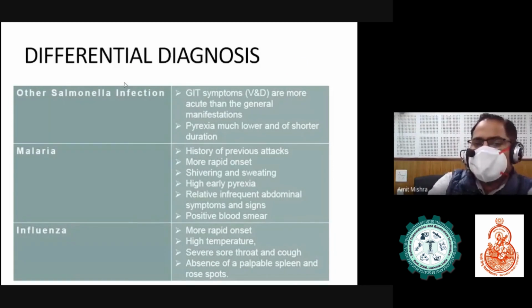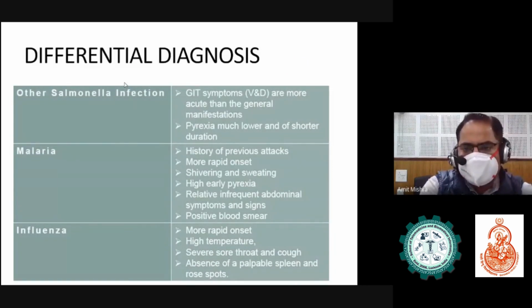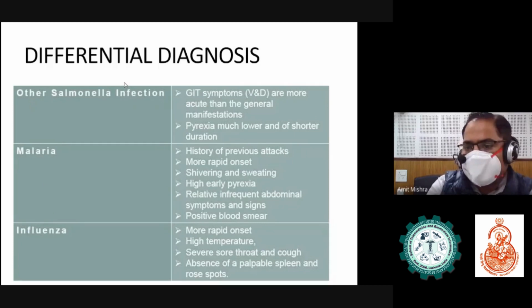These are the differential diagnoses of Salmonella infections. On differential diagnosis, we can keep GIT infections, which are more acute than the general manifestation, and other infections caused by other species of Salmonella, with pyrexia much lower and shorter duration. Malaria: history of previous attack, you can get more rapid onset, shivering and sweating, high early pyrexia, relatively infrequent abdominal symptoms and signs, along with a positive blood smear. Influenza: this is also more rapid onset, high temperature, severe sore throat and cough, and absence of a palpable spleen and rose spots.